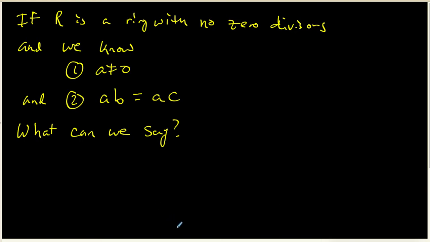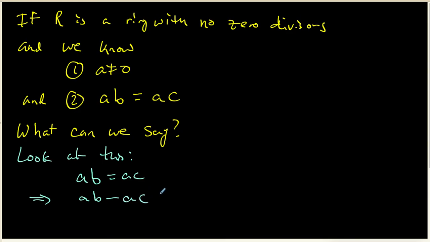Well, what I want to do is think about this particular equation and the fact that A is not 0 and the fact that there are no zero divisors. And we're going to put these three things together and get a remarkable and important fact. So let's look at this. AB equals AC is going to imply that A times B minus A times C is equal to the 0 element of the ring. And that's just basically subtraction.